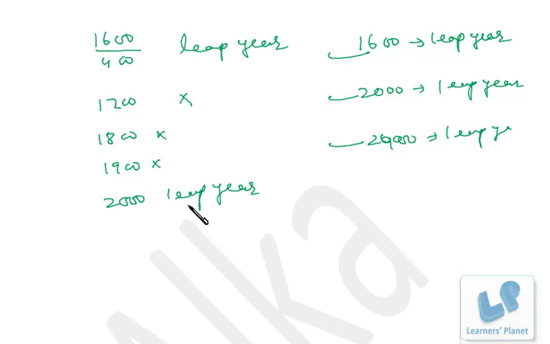Now, the next thing which we are going to discuss is the odd days. Now, what are odd days? Friends, there are 7 days in a week.